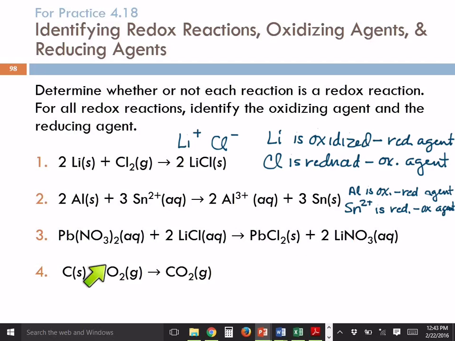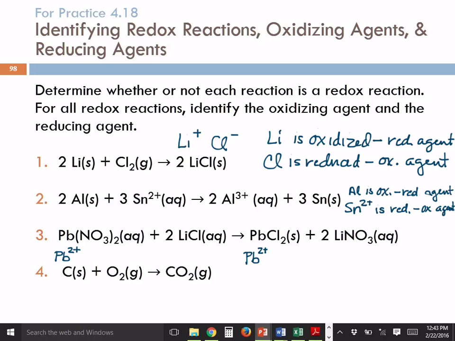Okay, let's look at this one. Here we've got lead nitrate and lithium chloride reacting to form lead 2 chloride and lithium nitrate. Well, these are ionic compounds. We don't have to use oxidation states. We could, but we don't have to. What's the charge on this lead ion? 2+. So this is Pb, 2+. And what's the charge on the lead ion over here? Still 2+. Was that oxidized or reduced?